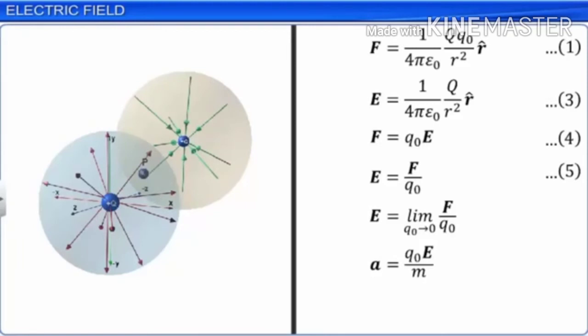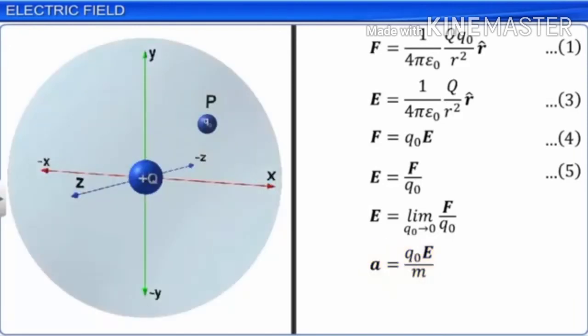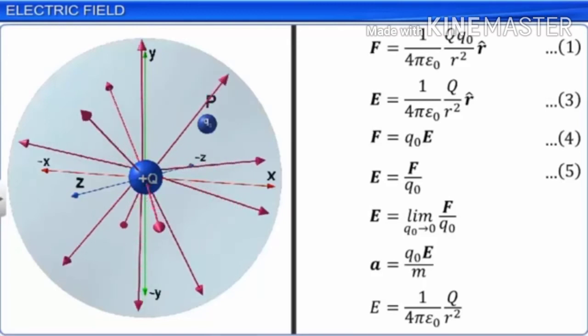The magnitude of acceleration of Q0 is the same regardless of whether the electric field is due to source charge plus Q or minus Q. For a charge Q, at all points on an imaginary sphere of radius r around it, the electric field strength will be equal in magnitude and will be equal to 1 by 4 pi epsilon naught Q by r square. There is a spherical symmetry with respect to the magnitude of the electric field strength E in the electric field of charge Q.